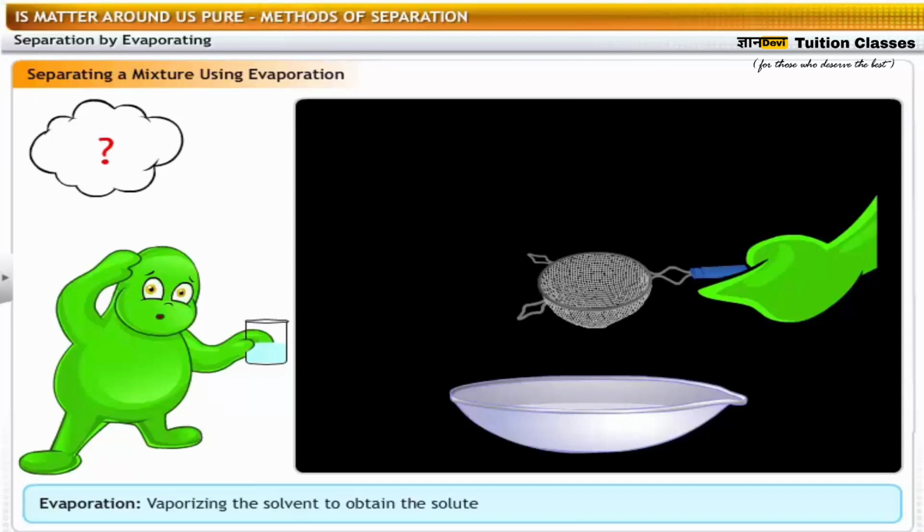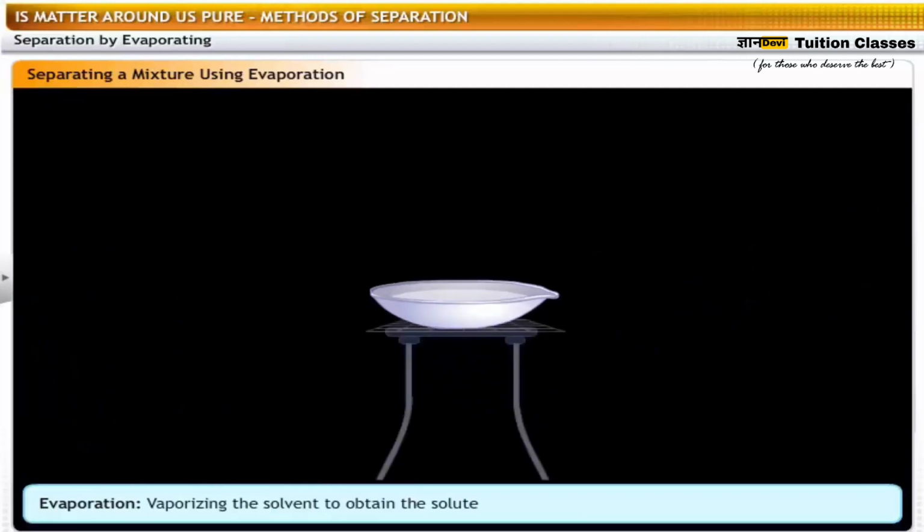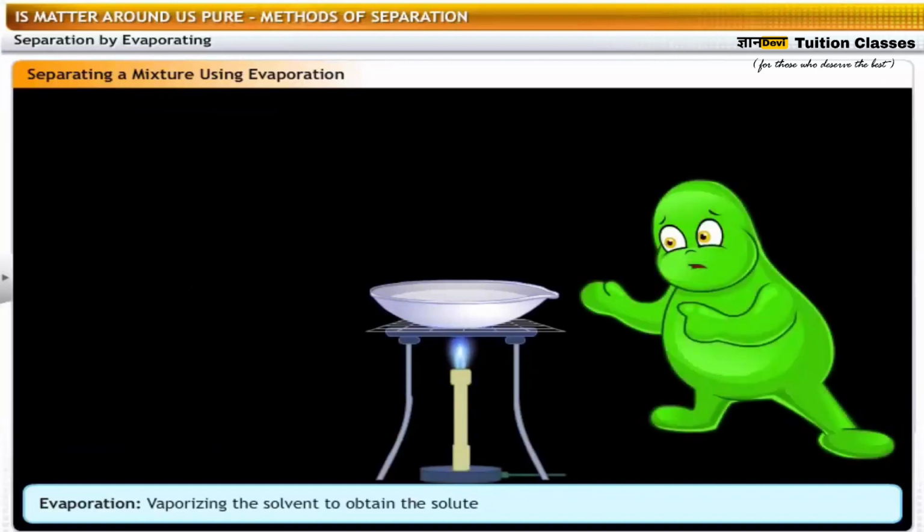Evaporation is the process in which a dissolved solid substance is obtained from a solution by allowing the solvent to vaporize. Let's take a look at this process through a demonstration. Take a common salt solution, put it in a china dish and heat it gently. You will observe that the water evaporates and the common salt is left behind in the china dish as a white solid. Evaporation is used to separate a mixture containing a non-volatile, soluble solid from its volatile, liquid solvent.